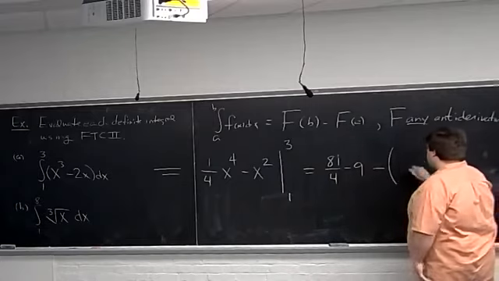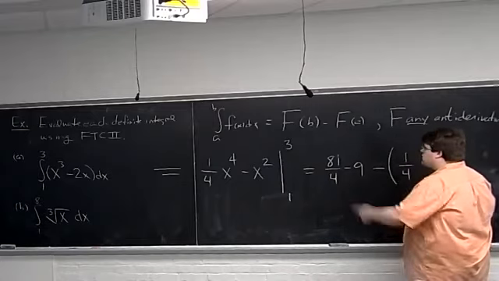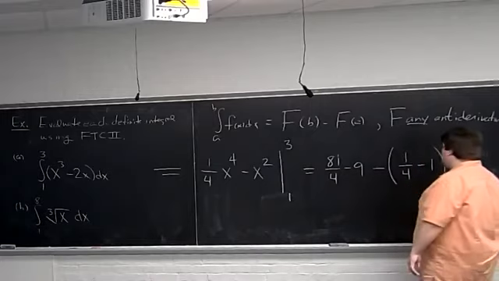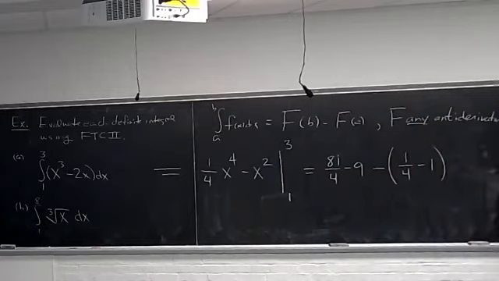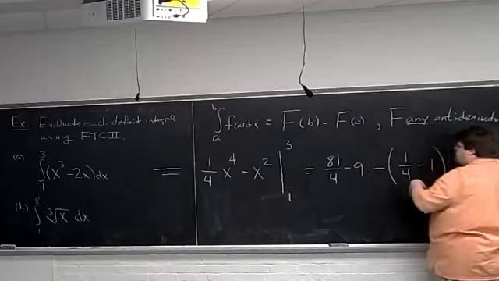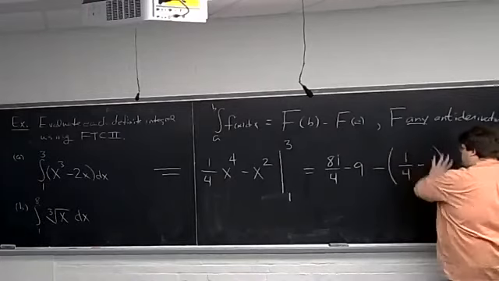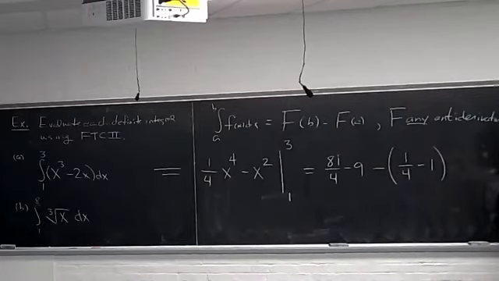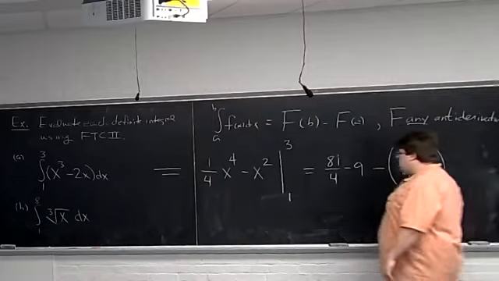Let x equal 1. We get 1/4 minus 1. And we want to subtract all of that. It says minus f of a, not minus just the first term, minus all of this antiderivative evaluated at 1. And now we just combine these numbers.